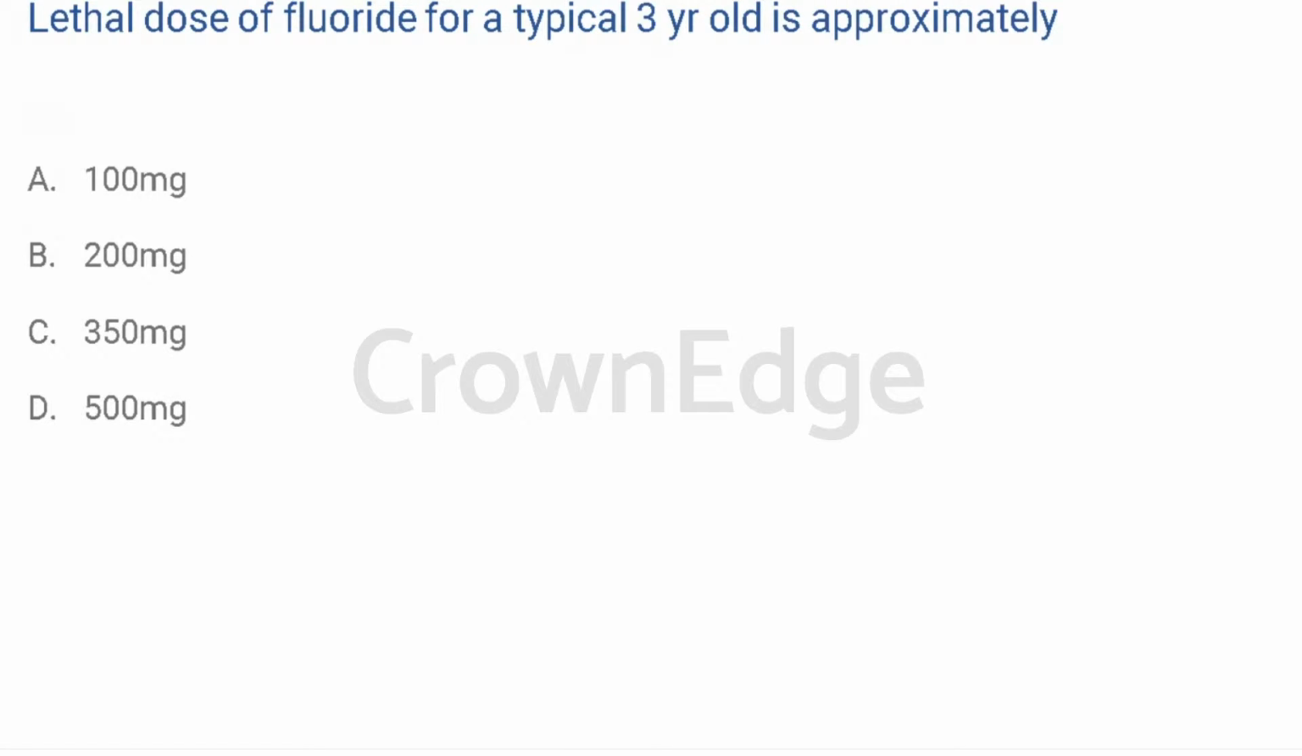If you convert that milligrams into grams, it comes to 0.32 gram, correct? So for 1 kg, it is 0.32 grams of fluoride, which is the lethal dose. So for 15 kg, the approximate weight of a 3-year-old child, the maximum lethal dose is 4.8 grams. If you convert that, it's going to be around 480 milligrams. So the closest answer that you are going to get is option D, which is 500 milligrams.